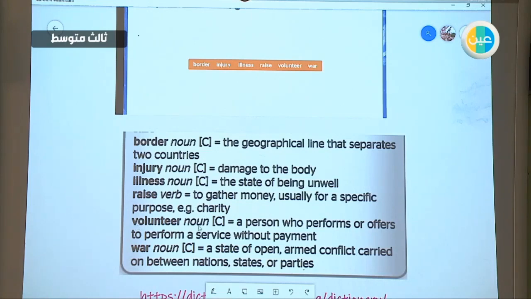Volunteer is a noun, a person who performs or offers to perform a service without payment, to volunteer to do something. War is a noun, which means a state of open armed conflict carried on between nations, states, or parties. So those words are from an ordinary dictionary or a textbook dictionary.